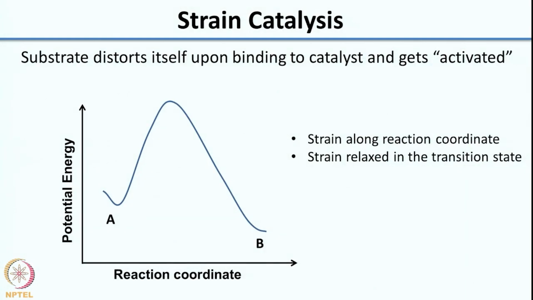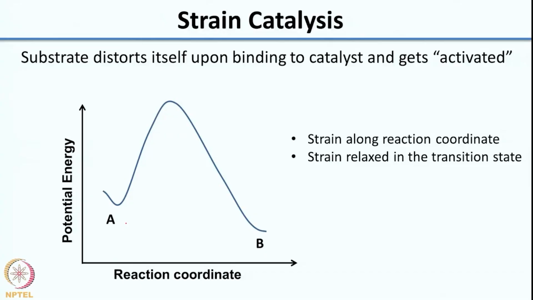Now strain catalysis, like the name suggests, what happens is the substrate distorts itself upon binding to a catalyst and gets activated, alright. So distorts means there is some change in the structure of your reactant and this helps it get activated. So in terms of the reaction coordinate diagram, one way for you to think about it is, imagine that you have your reactant which is A. As it goes to your catalyst, it forms a more strained complex. So what you are doing is you are getting a higher energy as compared to your reactant. So it will look something like this. Alright. Now what happens is after this you have the usual thing, the formation of the product.